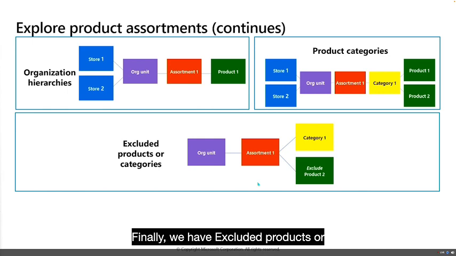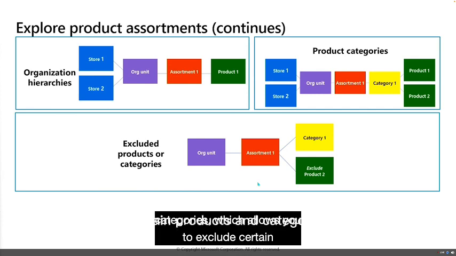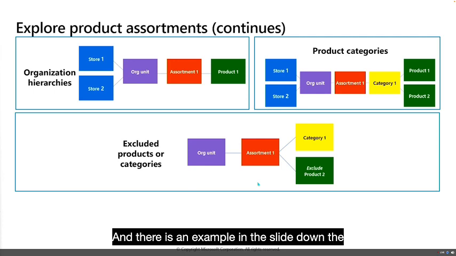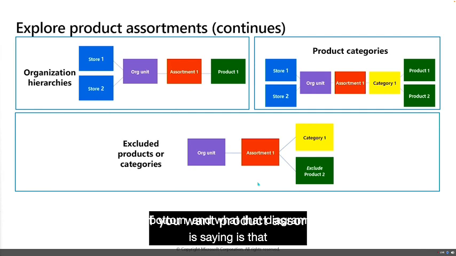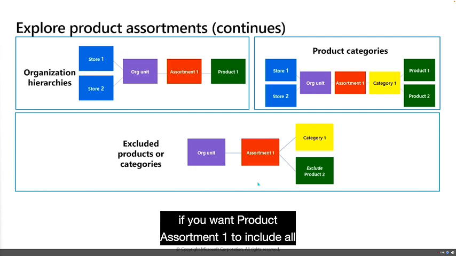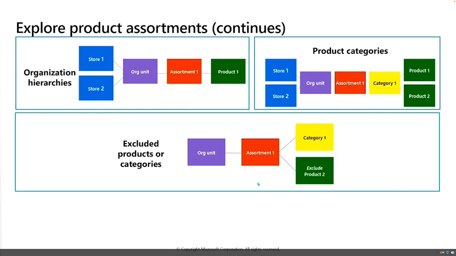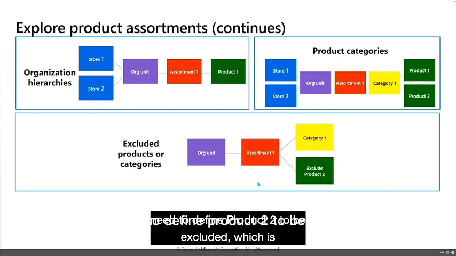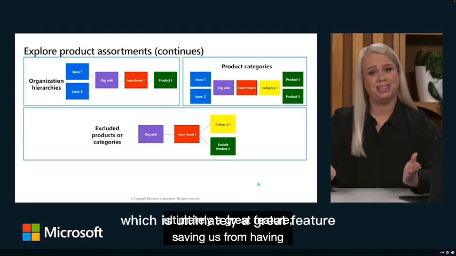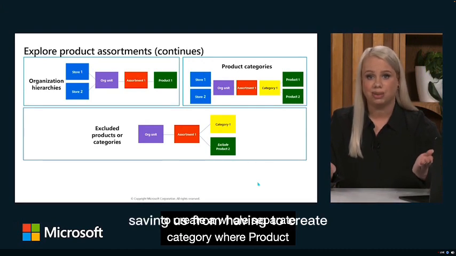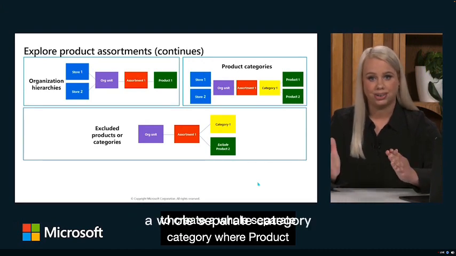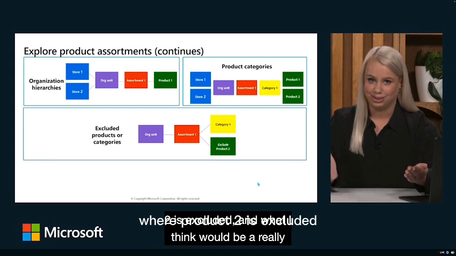Finally, we have excluded products or categories, which allows you to exclude certain products and categories from product assortments. And there is an example in the slide down the bottom, and what that diagram is saying is that if you want product assortment 1 to include all products from category 1 except product 2, we need to define product 2 to be excluded, which is ultimately a great feature, saving us from having to create a whole separate category where product 2 is excluded.